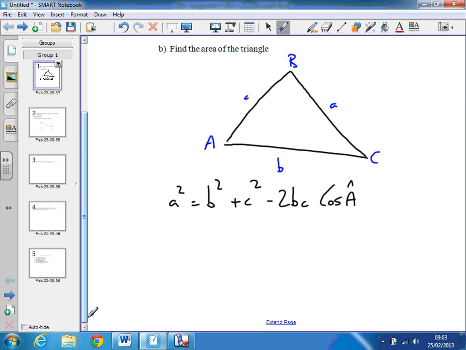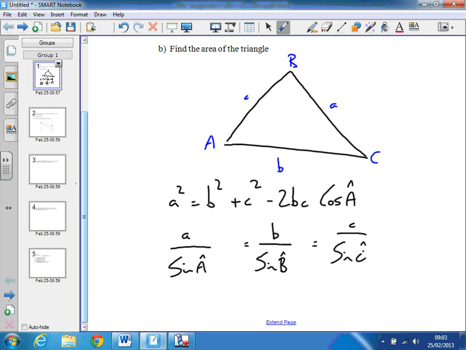Sine rule, which is... Anybody? The ratio of side A to the sine of the angle opposite it, so sine A, is the same as the ratio of side B to the sine of the angle opposite that. Is the same as the ratio of C to sine C.